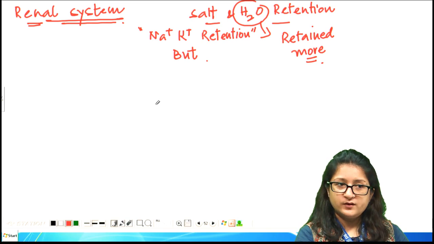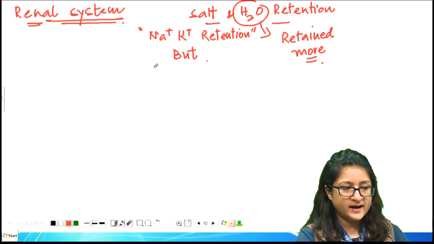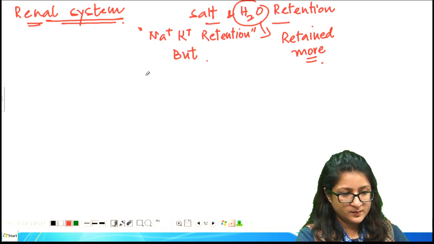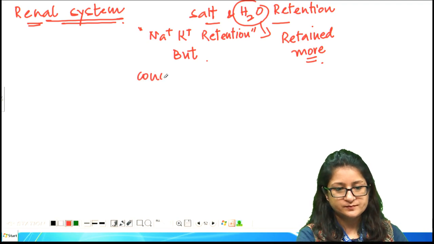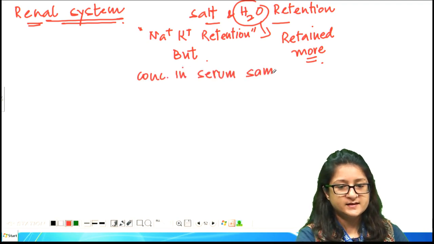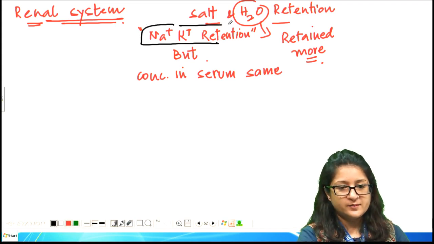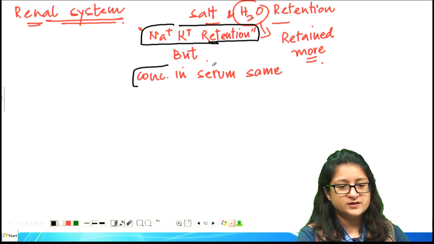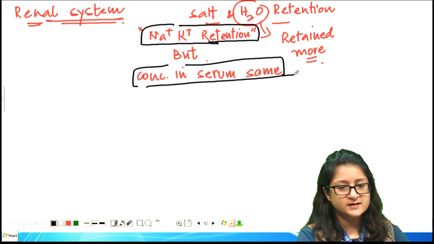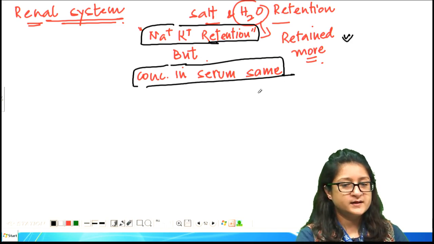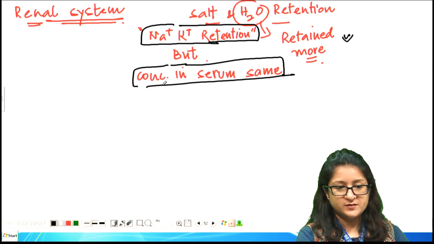Okay, so if there is sodium and potassium retention, does their concentration increase? No, their concentration in serum remains the same, right? So sodium and potassium are being retained, but the concentration in serum remains the same. Why? Because water is retained more, all right? So there is sodium and water retention and the serum concentration remains the same.